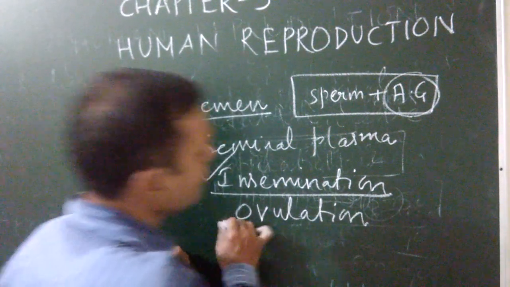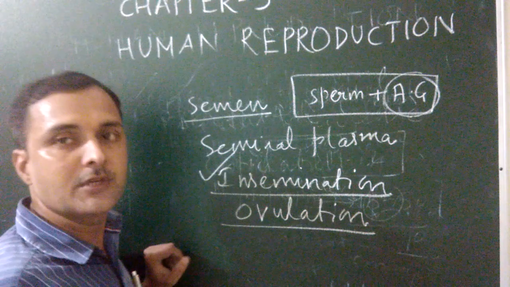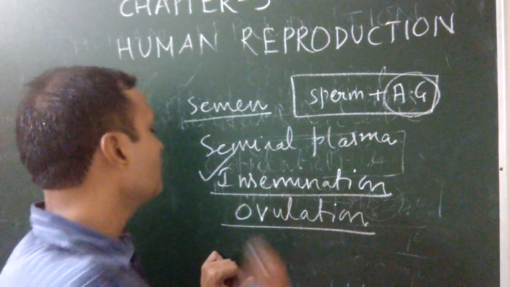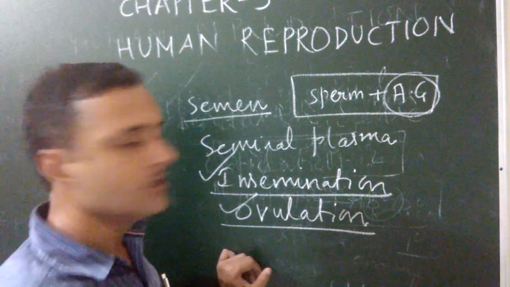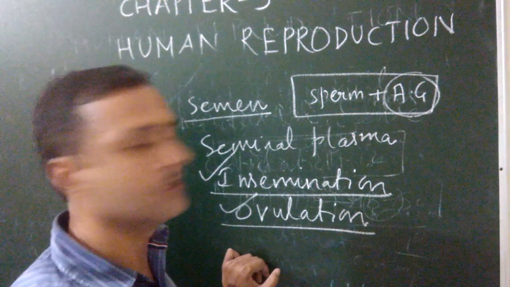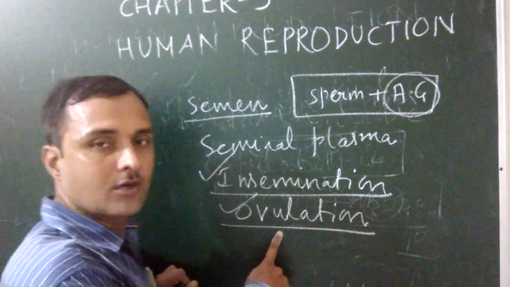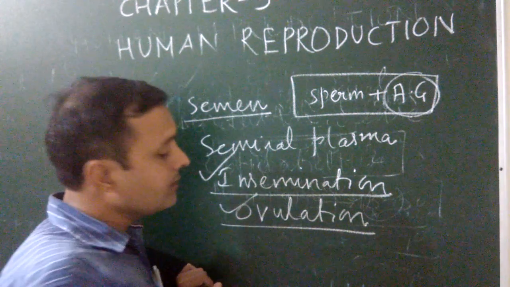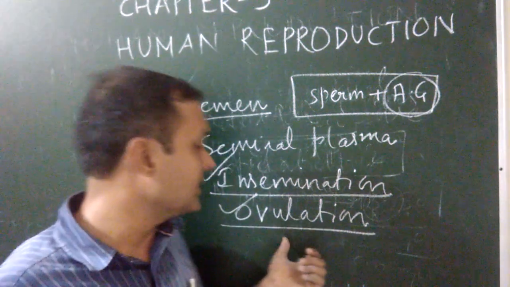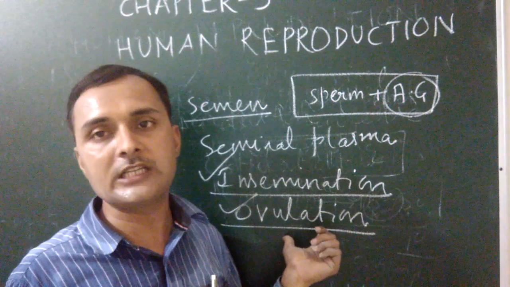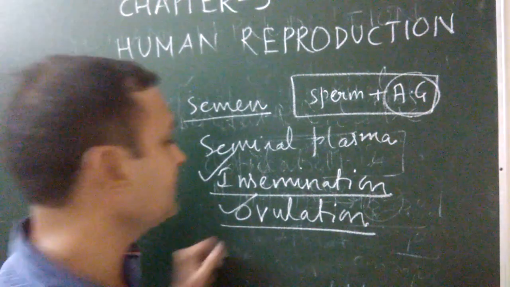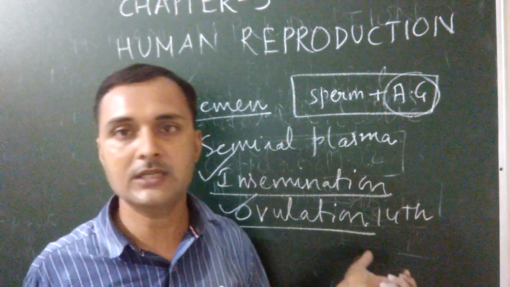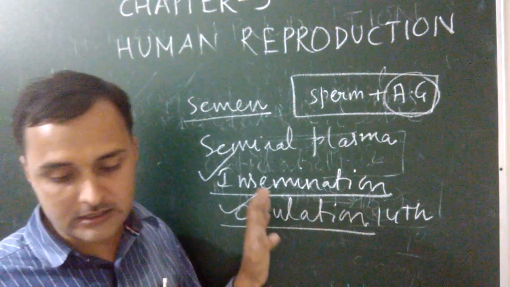Next is, what is ovulation? The process of releasing of egg or ovum from the mature Graafian follicle is known as ovulation. Once again, what do you mean by the term ovulation? The process of release of egg or ovum from the mature Graafian follicle during the menstrual cycle is known as ovulation. This ovulation most commonly takes place in the middle of the menstrual cycle, that is on the 14th day of the menstrual cycle. So try to understand these terms.